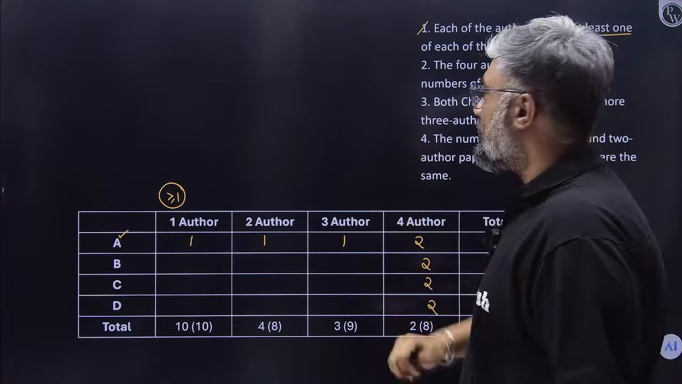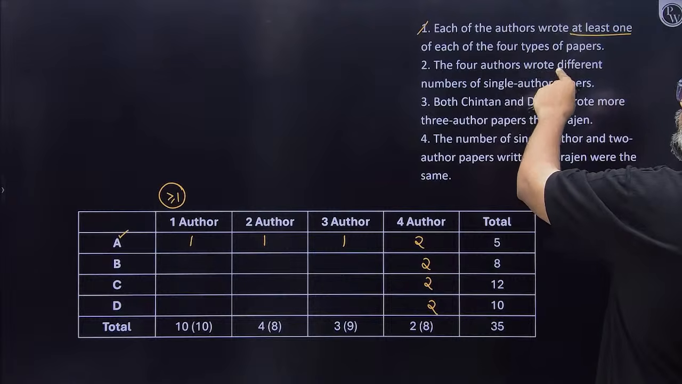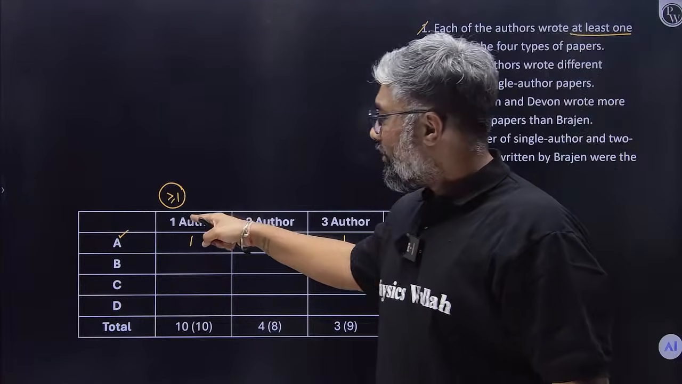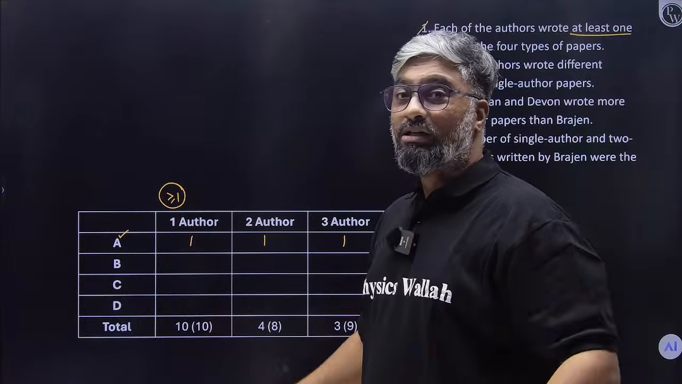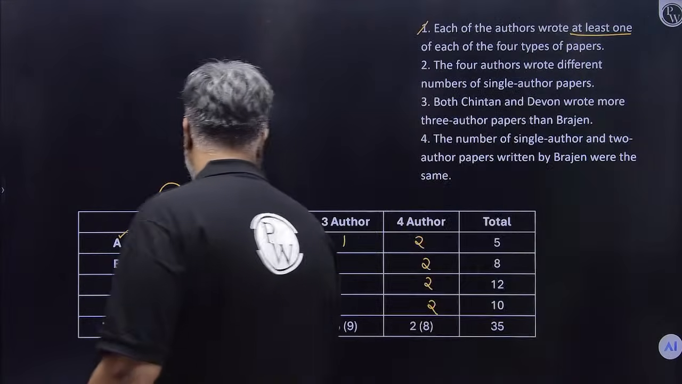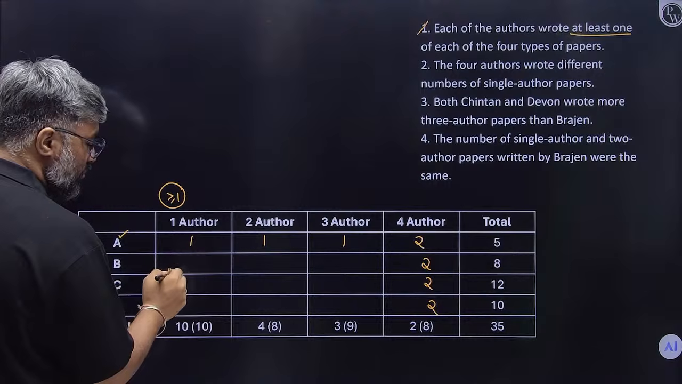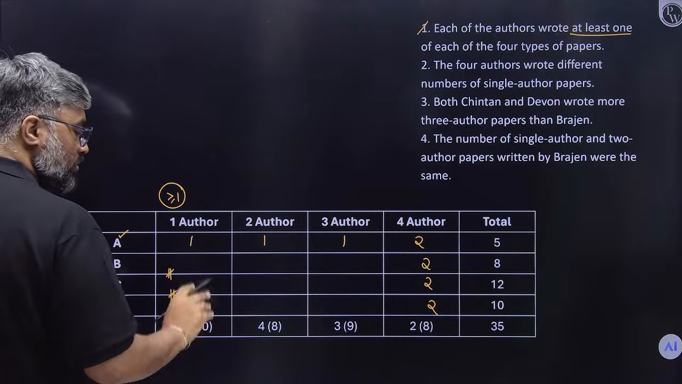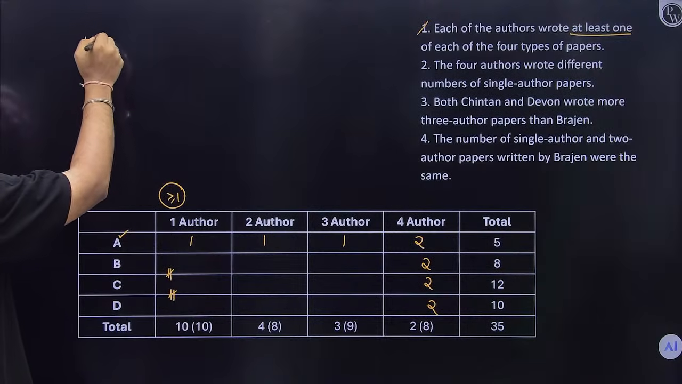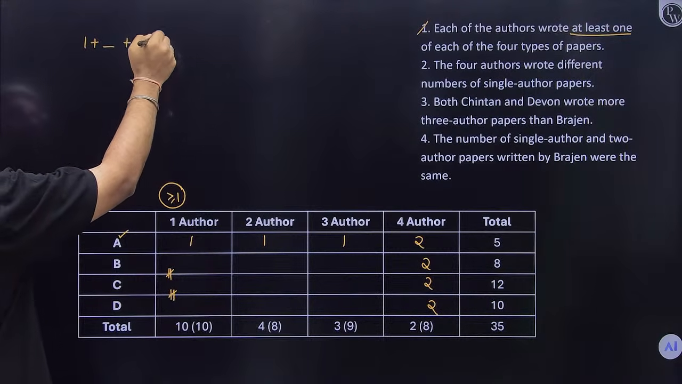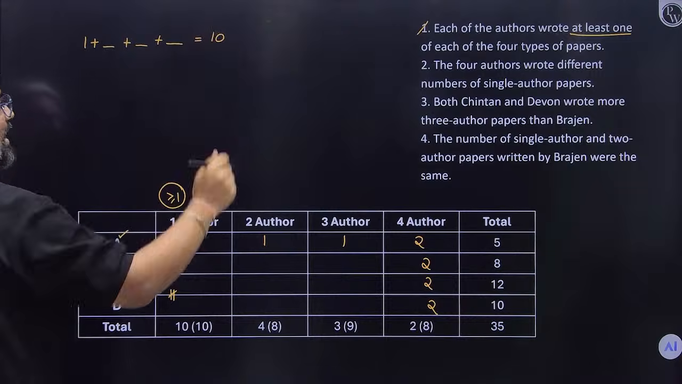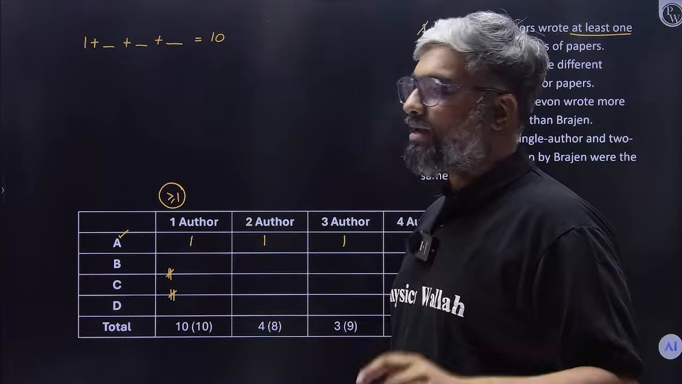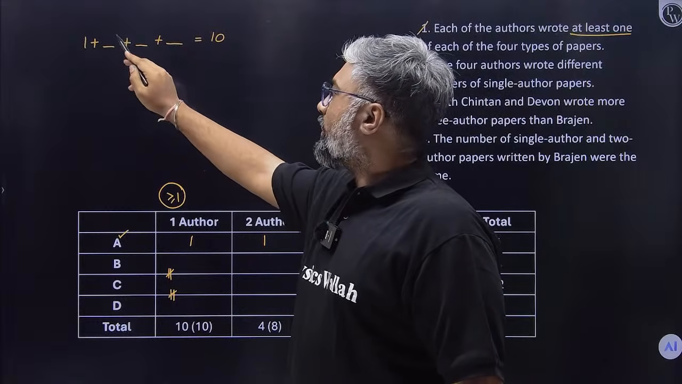Let's look at the second condition. The 4 authors wrote different numbers of single author papers. Nice. Single author papers. Each of the 4 authors wrote different numbers. So this one cannot be equal to any of these values, right? So now think about this. 1 plus 1 value, 1 more value should give me how much? 10, correct? 1, 2, 3, 4. 4 values, sum should be 10. If this is 1, what can these values be?